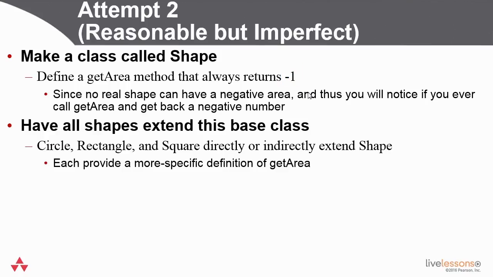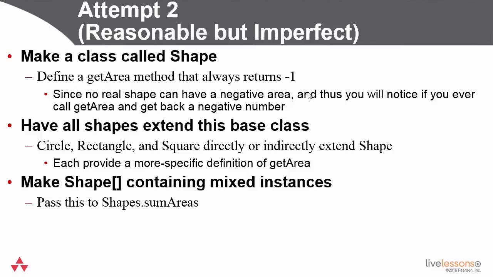And then we'll make Circle, Rectangle, and Square directly or indirectly extend Shape. But then each of those will have a more specific definition of getArea. We'll override the definition of getArea. For circles, it'll be pi r squared. For rectangles, it'll be length times width. For squares, it'll be the width times the width, or something like that. So each of them will extend Shape, but they'll give a more specific definition of getArea.